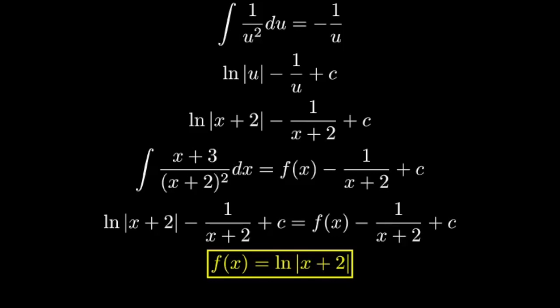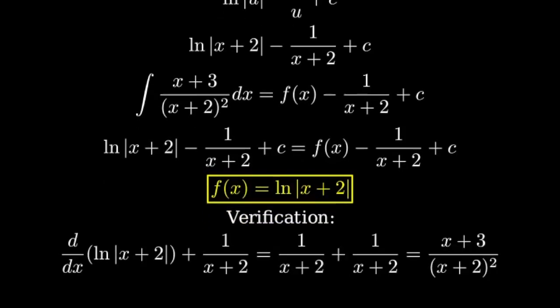Let's box our answer. To verify this is correct, we could take the derivative of our answer and add 1 over (x + 2) to confirm we get back our original integrand. This completes our solution.